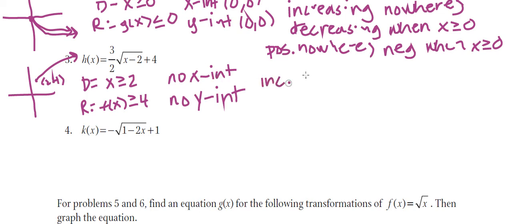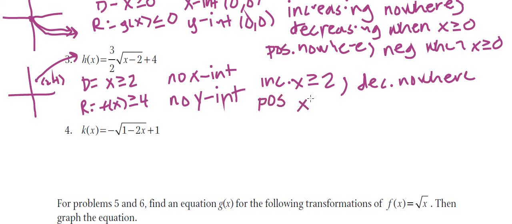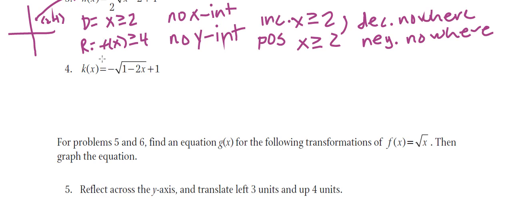This function is increasing when x is greater than or equal to 2, and it is decreasing nowhere. And this function is positive when x is greater than or equal to 2, and it's negative nowhere. And then finally, we would say as x increases, f of x approaches infinity, and as x decreases, f of x does not exist. So that's your end behavior. So I think I've talked about all the parts of 3, and then let's go ahead and talk about 4.